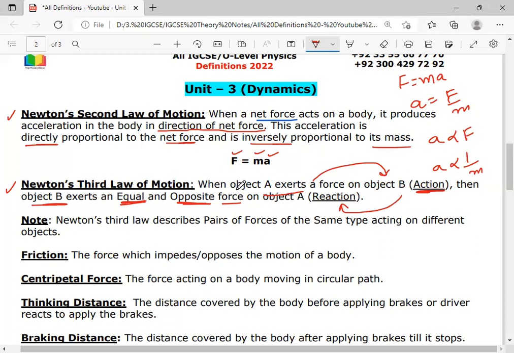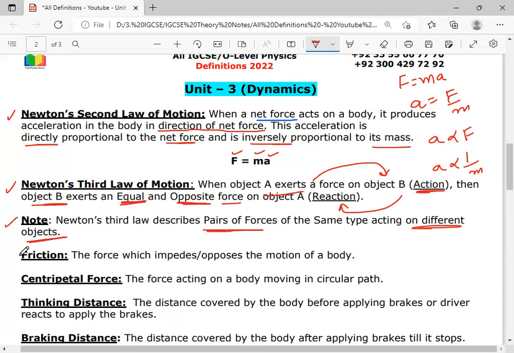Again, I am going to repeat the definition. When object A exerts a force on object B, which is considered as action, then object B exerts an equal but opposite force on object A, which is called reaction. So these two forces are equal in magnitude but opposite in direction. A very important point related with Newton's third law of motion is that it describes a pair of forces of the same type acting on different objects. There will be object number 1 and there will be object number 2.